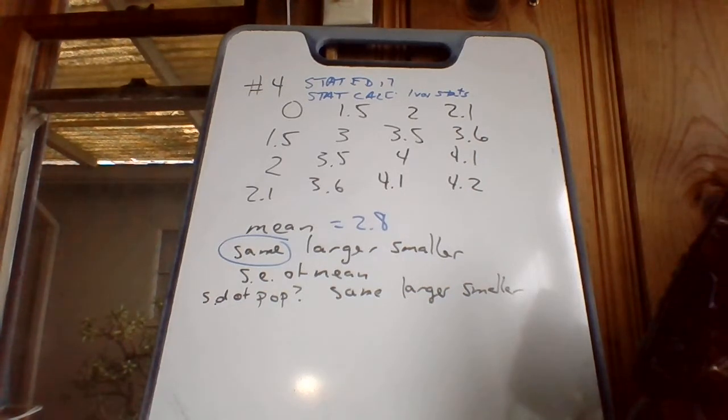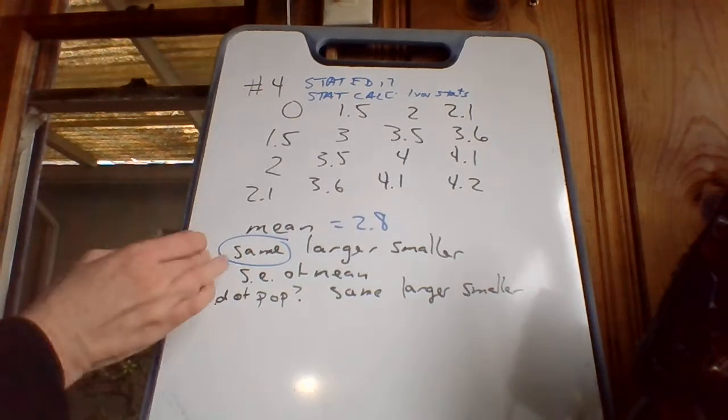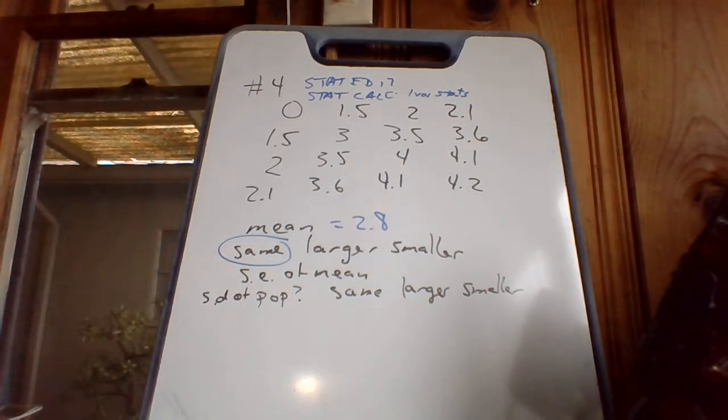Standard error of the mean. Okay, well, we did kind of like the mean of the ranges and stuff like that, but this is the standard deviation of the means. They call it standard error of the mean, but it doesn't require some new calculation.